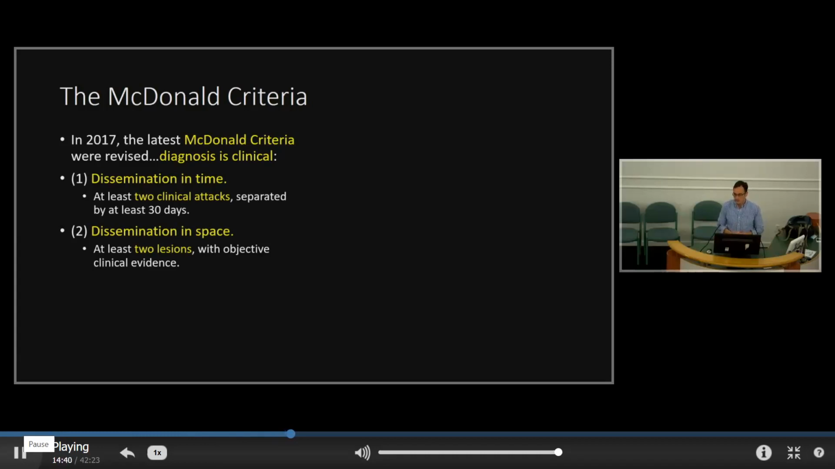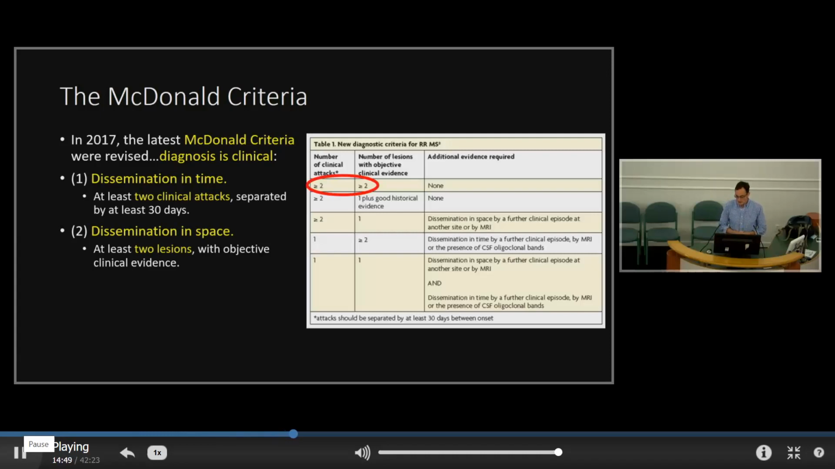Nowhere in here do you need the MRI. Okay, so that does fulfill the McDonald criteria. So you can see it's clinical. Now, that is the top line there. So at least 2 clinical attacks with at least 2 lesions with objective clinical evidence.